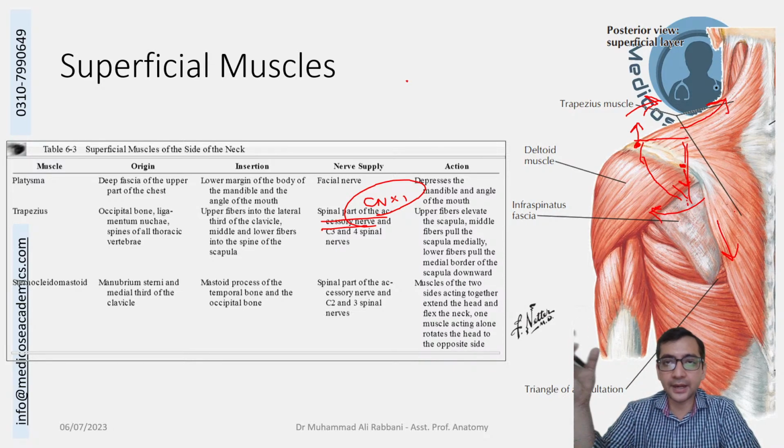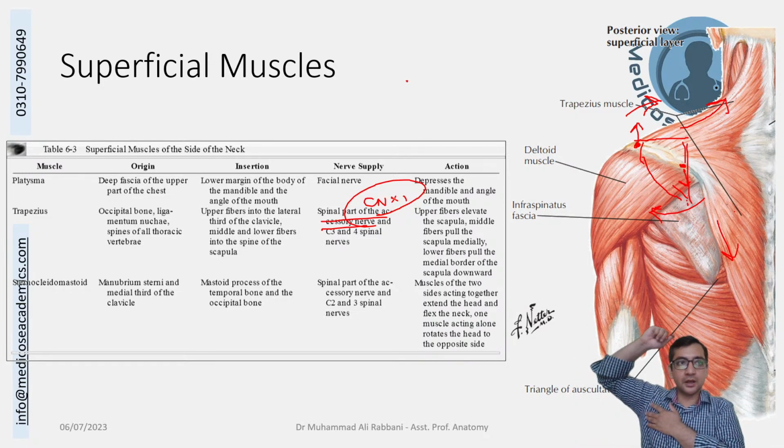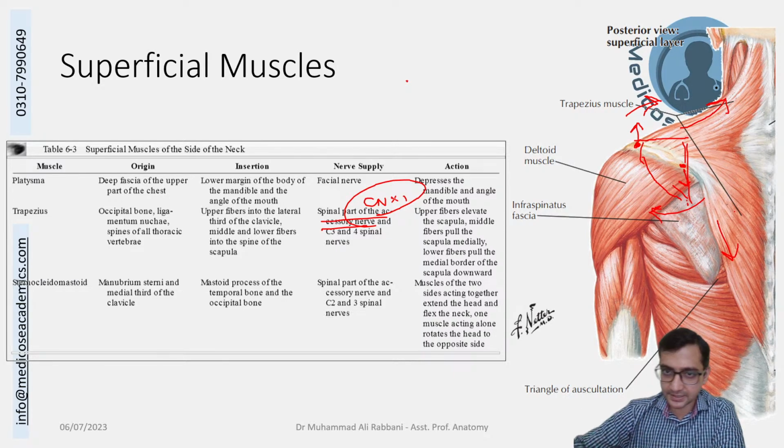They may ask that the person is unable to abduct the hand overhead and unable to comb the hair. It simply means he cannot take his hand like this; he is unable to move the hand overhead. So which nerve is damaged? This is the spinal accessory nerve. Which muscle is damaged? It is the trapezius.